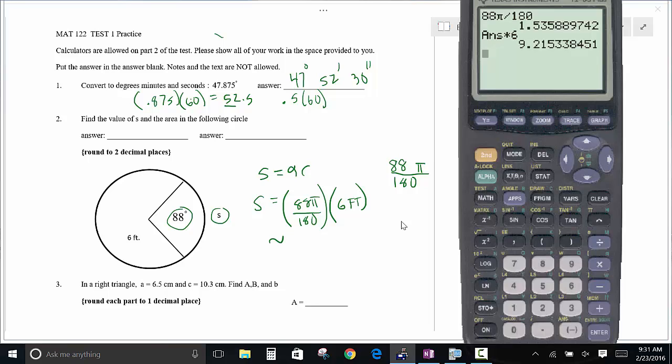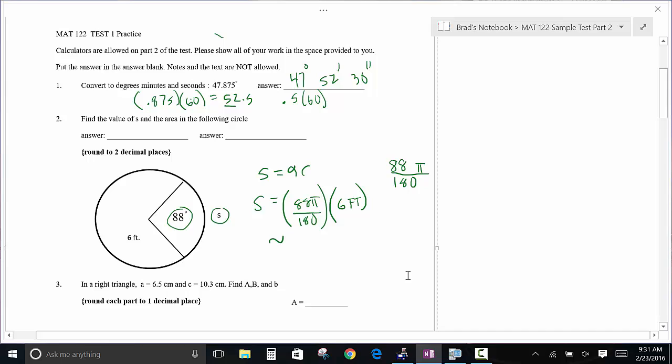The 6 is the radius. So if you look at what I did here, I'm taking the angle in radians times the radius. I did 88 pi divided by 180, then multiplied it. So that would end up being 9.22. Okay, so we got that. Now that's what S is.